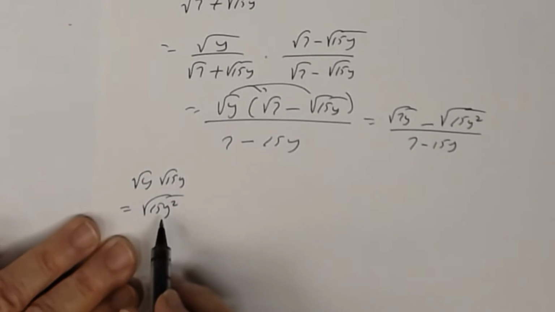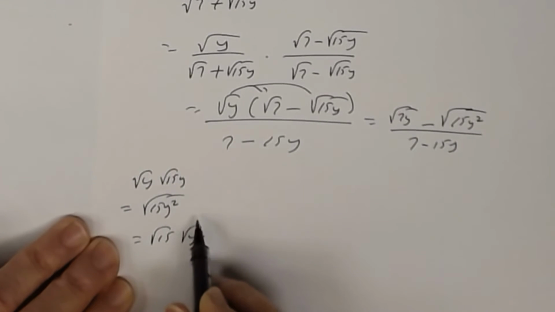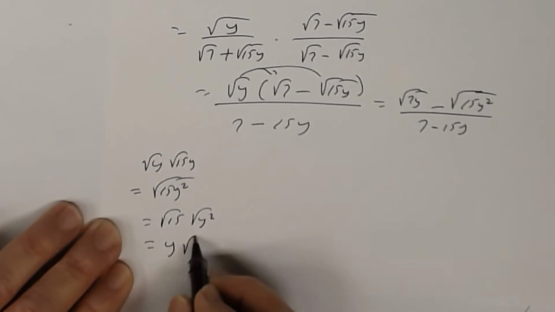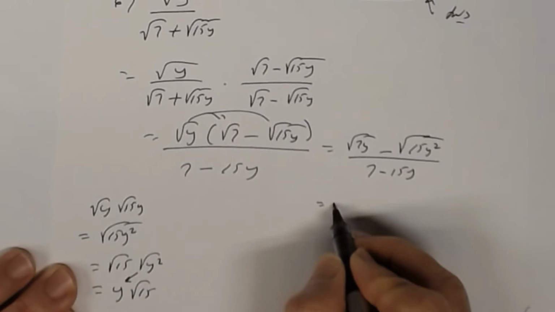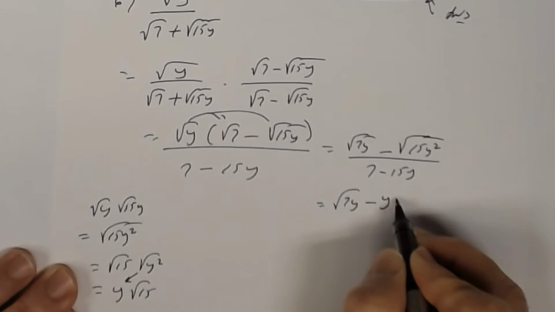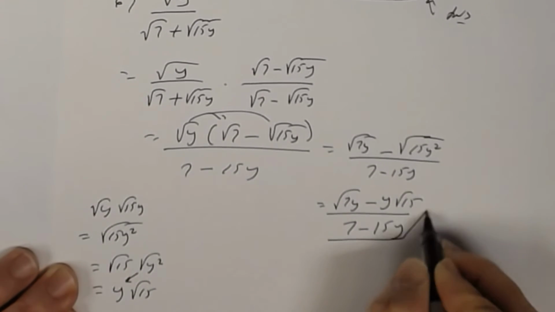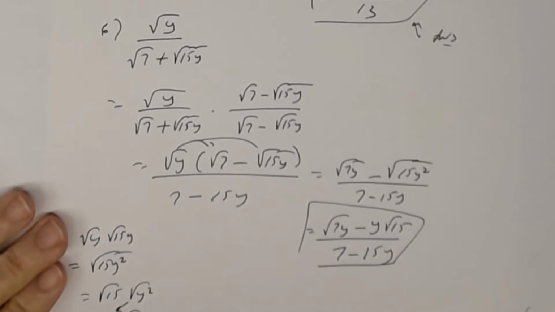So you see this right here? You know that that's the square root of 15 times the square root of y squared, and the square root of y squared is y, so it becomes y square root of 15. See, that's this right here. So you get square root of 7y minus y square root of 15 divided by 7 minus 15y. Okay? All right, so that's that. All right, so that's number 6.